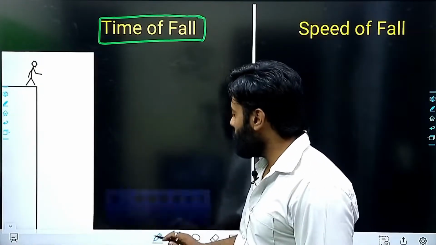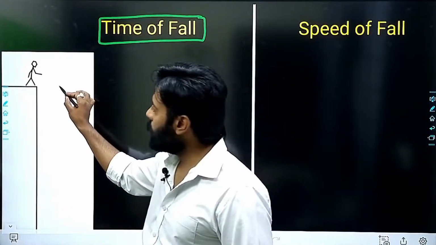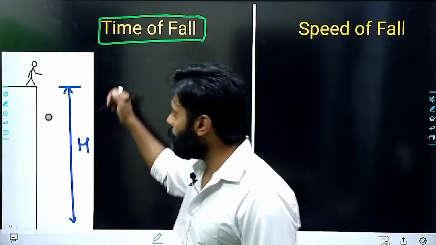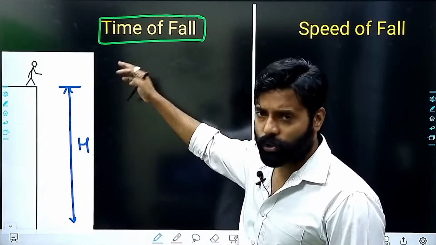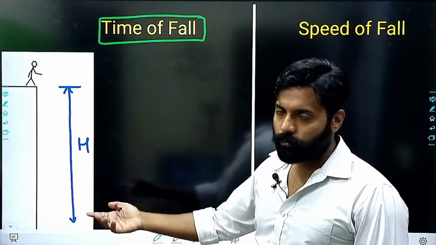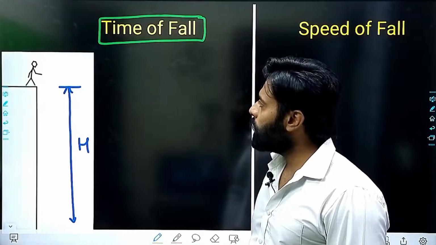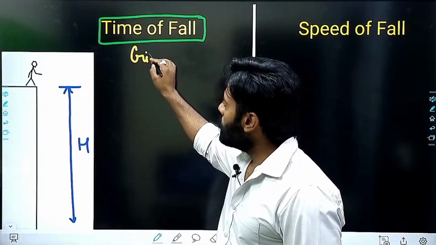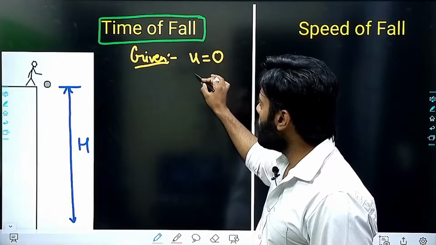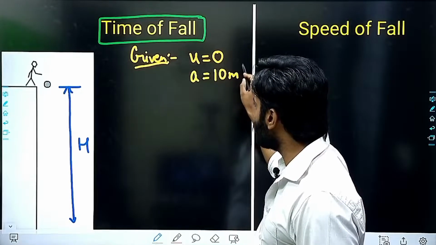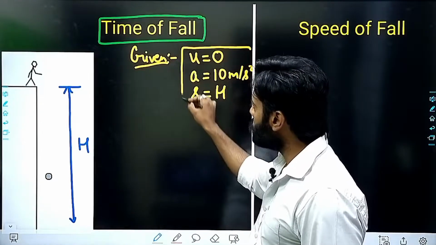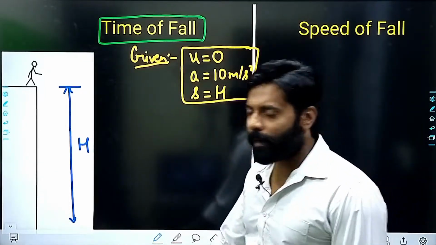So if someone is throwing a ball, or dropping a ball from a particular height, then the height must be given. Otherwise, the ball will go on and it will not reach any floor, right? So height must be given to us. So in this scenario, what will be given to us? U will be 0, acceleration will be 10 meters per second square, and S will be given to us as H. So these are the 3 data which will be given to us.